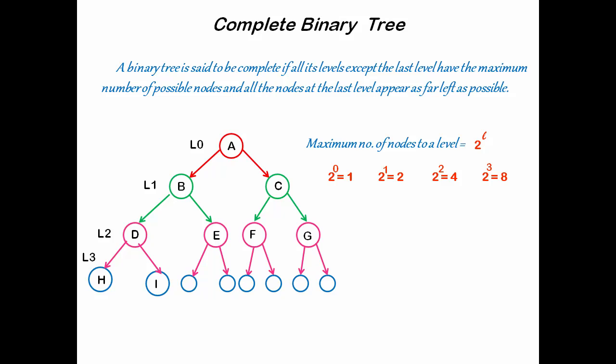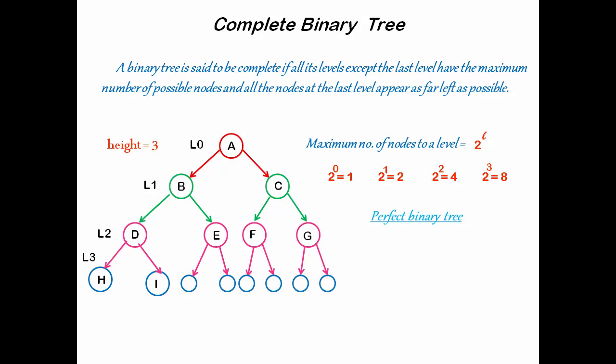If all the levels of a binary tree are completely filled, then it is called a perfect binary tree. So now we can say this is a perfect binary tree. The height of a binary tree is the longest path from root to the leaf node. For this tree, height is 3.